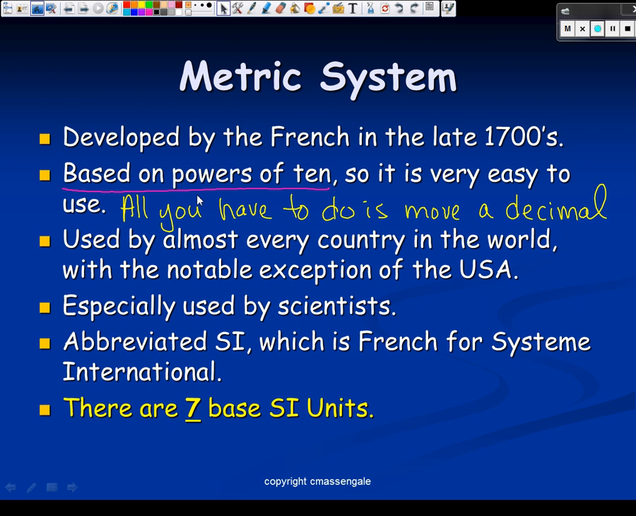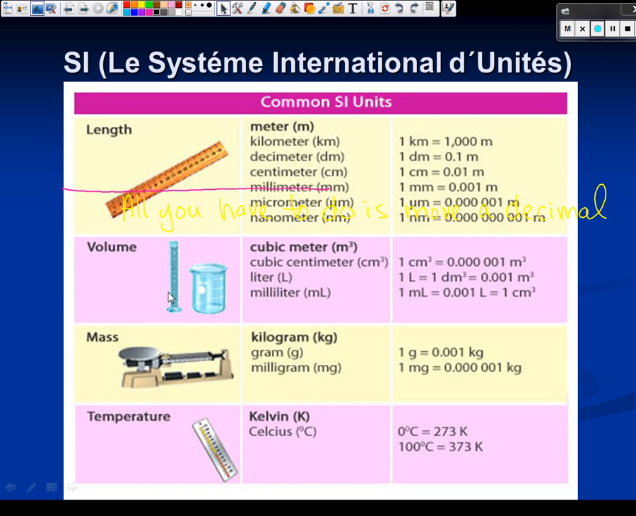Hold that thought. That's right, with the notable exception of the U.S. It's right there. No, it was Liberia and Burma.